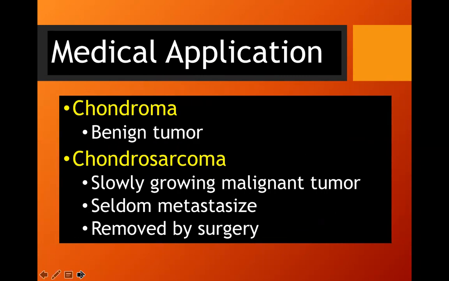Now, in medicine, they have chondroma, which is a benign tumor, and chondrosarcoma, obviously, because of the term sarcoma, a malignant type of tumor. But they are slowly growing, they seldom metastasize, and they are easily removed by surgery. Why are they slowly growing? As mentioned a while ago, they don't have blood supply. Vascular supply for tumors is very important in neoplastic tumors or malignant proliferation. That is why they are easily removed by surgery, because they are slowly growing. They don't have vascular supply.